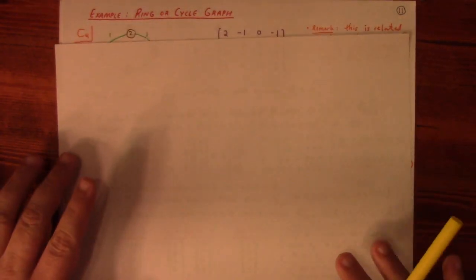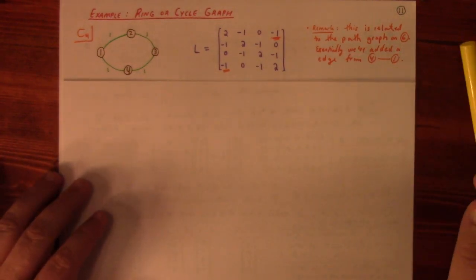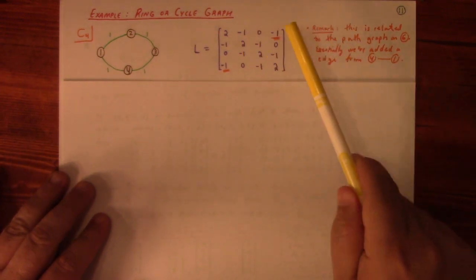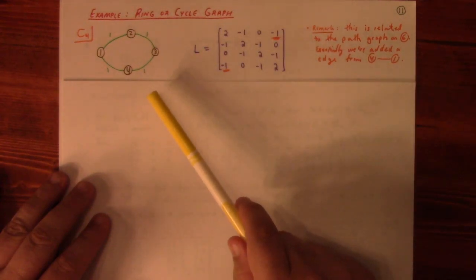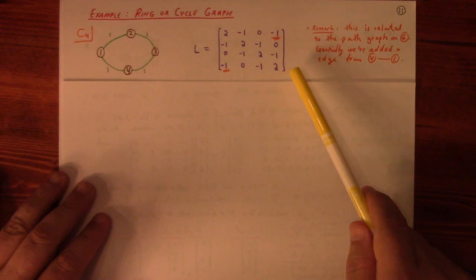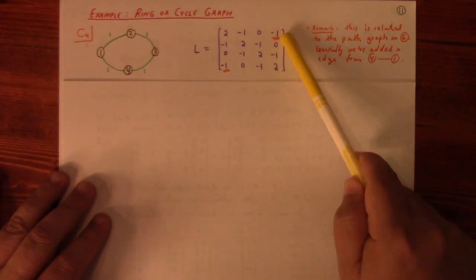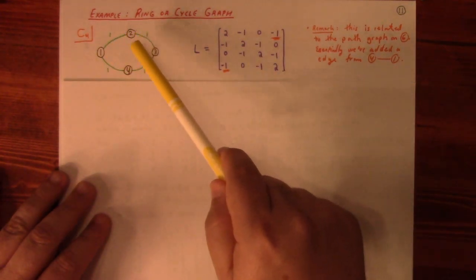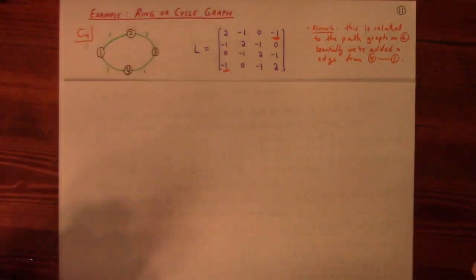Next example, the ring or cycle graph. Here I'll look at the one with 4 vertices. So we have 1, 2, 3, 4. I chose the weights to be all 1. It's just like the path graph with 4 vertices. All that's different is we added in these entries right here. This minus 1 and minus 1 corresponds to the connecting of 1 and 4. So if you erase that and just string out 1, 2, 3, 4, then you're back to the path graph. So they're related in that sense.